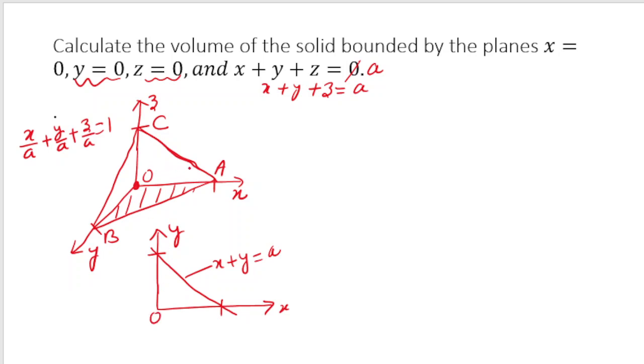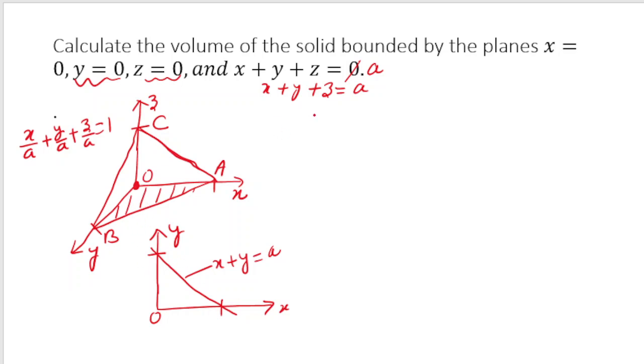I hope you are also clear that if someone wants to take the projection of ABC in the YZ plane, then the triangle OBC will be the projection. Similarly, if I want to take the projection of ABC in the XZ plane, then OCA will be the projection, but I am taking the projection in the XY plane.